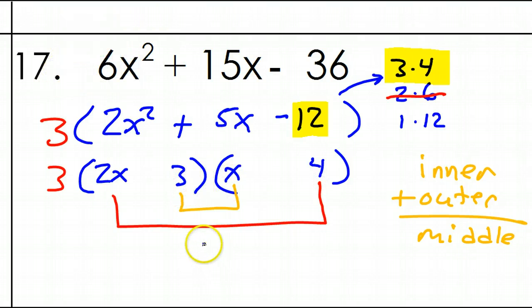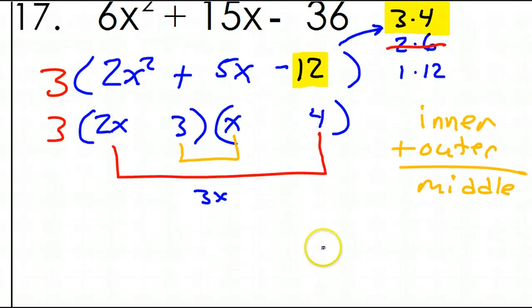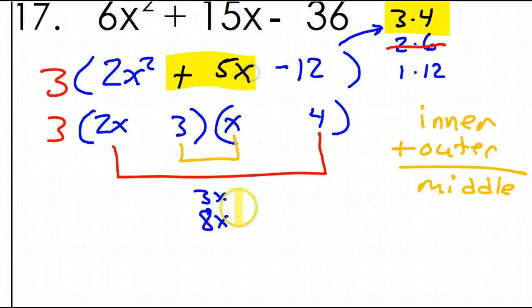So inner, I have 3x. Outer, now I'm multiplying, not adding, so outer, I have 8x. Okay, inner plus outer equals middle. So I'm now trying to get the positive 5x middle. Is there a way I can get positive 5x out of 3x and 8x?